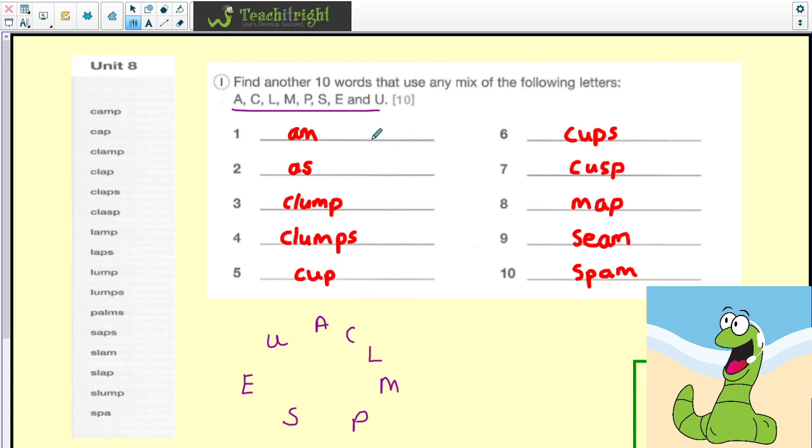And then you can look at the letter orders. So we've got am, as, clump, clumps, cup, cups, cusp, to be on the cusp, map, seam, and then spam. Spam like emails that you get through that are unwanted, that get sent to many people, and that's like a spam email.